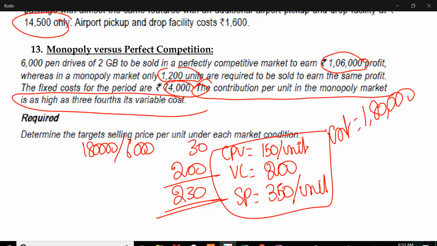Next, price under perfect competition market. All right. The company will be selling 6,000 units to earn a contribution of 1,80,000.